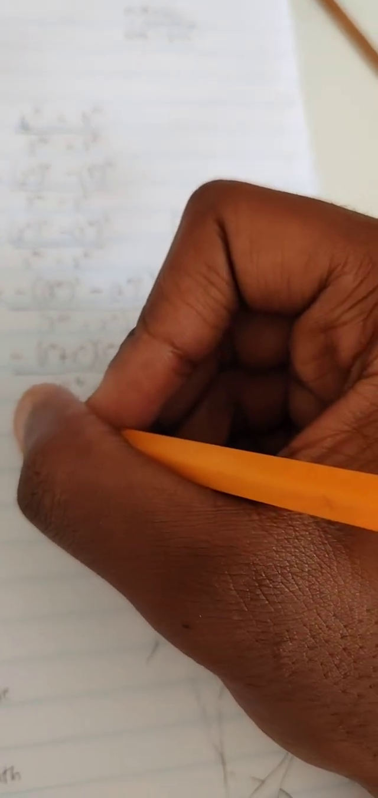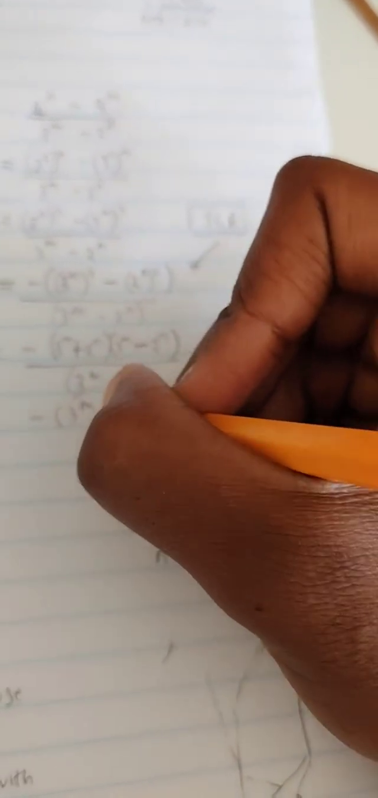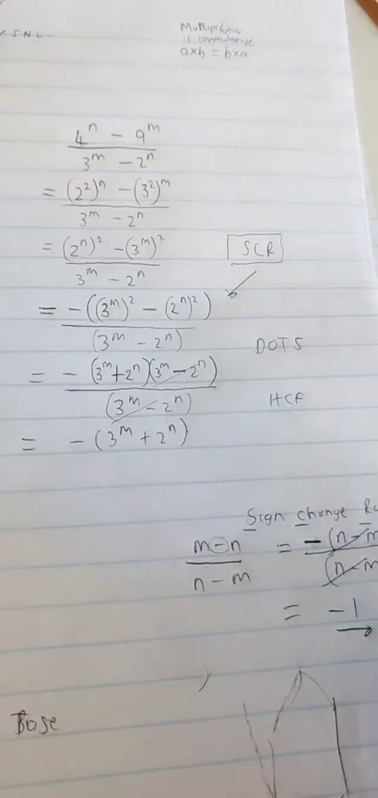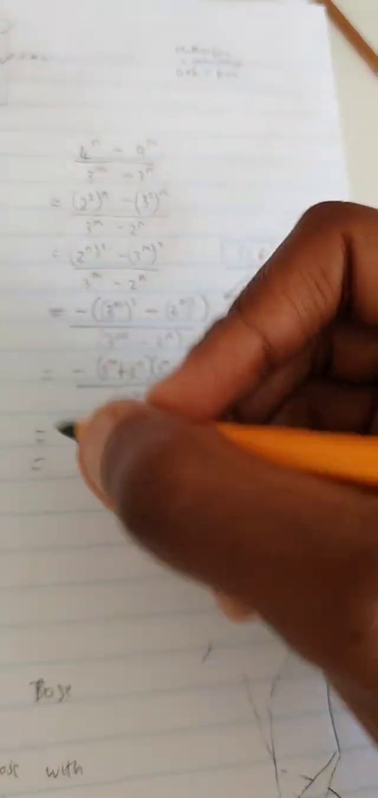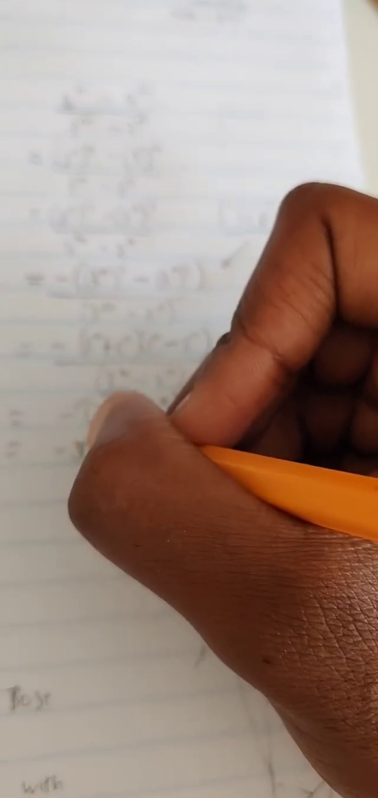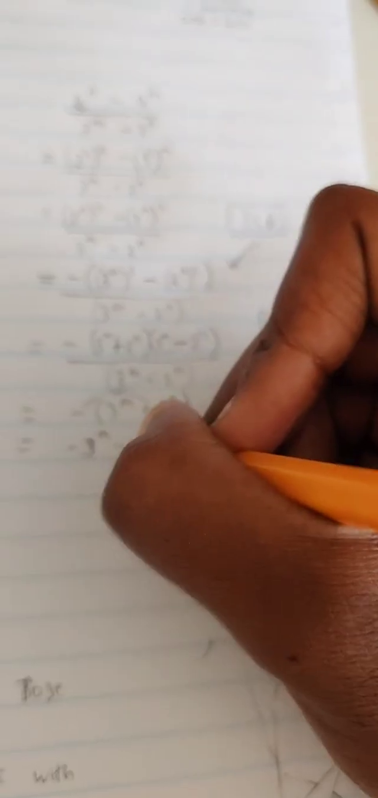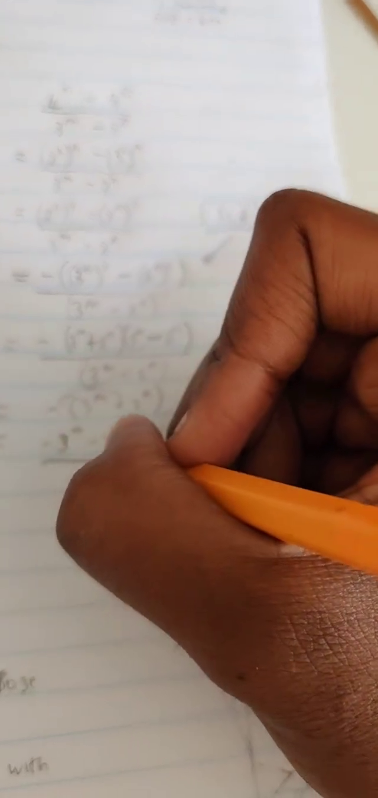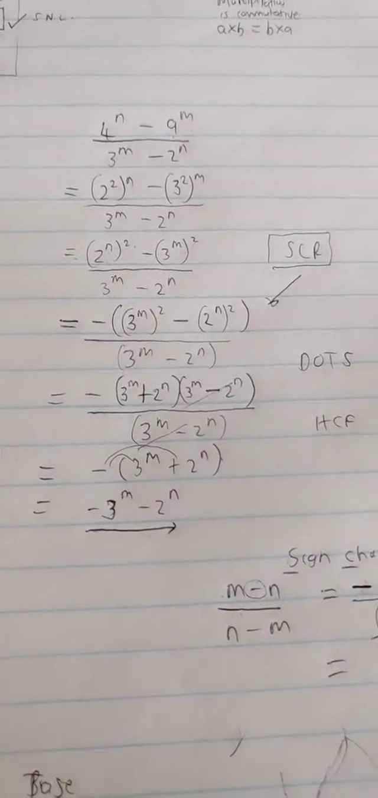We are left with negative times 3 to the power m plus 2 to the power n. Then we simply distribute the negative inside the bracket to get a simplified answer of -3 to the power m minus 2 to the power n. And that is our final answer.